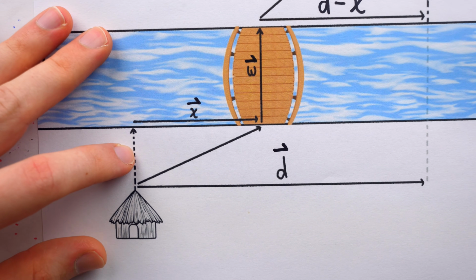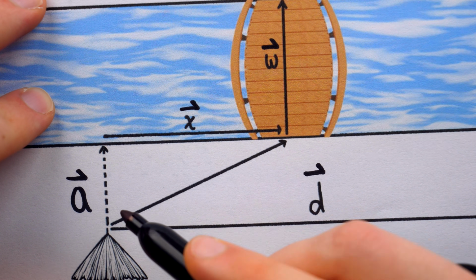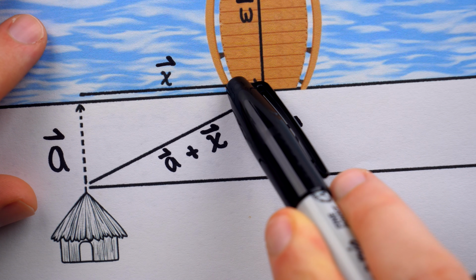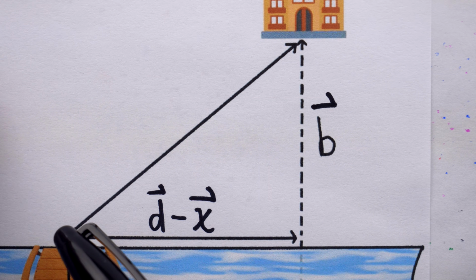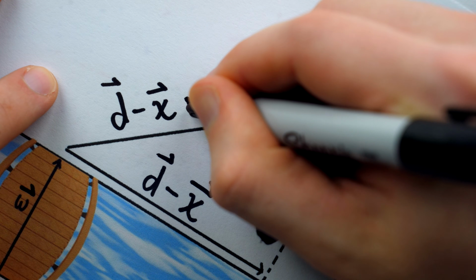And now that we know how vector addition works, there's also some other stuff here we can label. This third side is the vector a plus x. That's the path from the hut to the bridge. Similarly, the path from the bridge to the university is d minus x plus b.